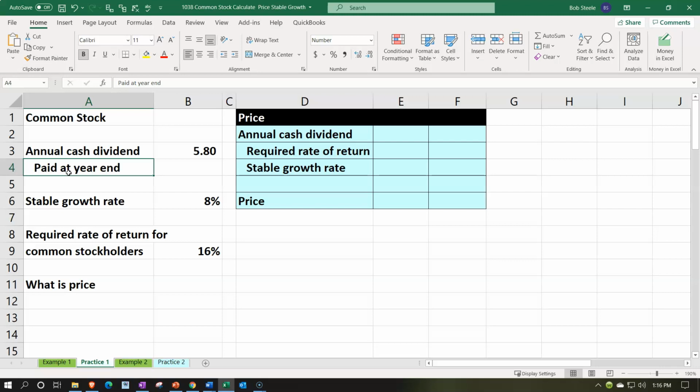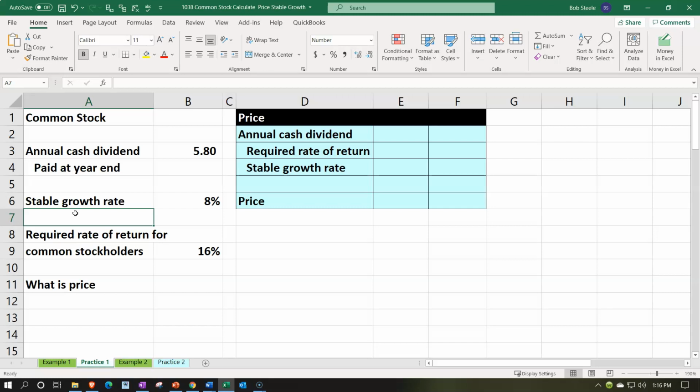So let's just do a quick calculation here. We're going to say the annual cash dividend is $5.80. We expect that to happen at the end of the year. We have the stable growth. We're going to assume that there is stable growth in the stock of 8%. So we have the cash dividend, which is going to be something coming directly to us, of course, a direct return.